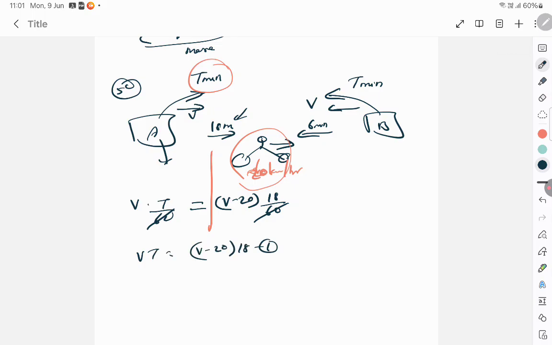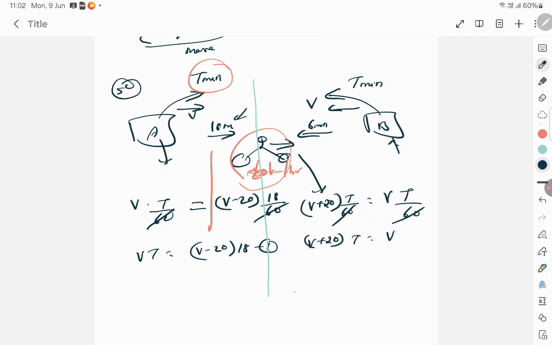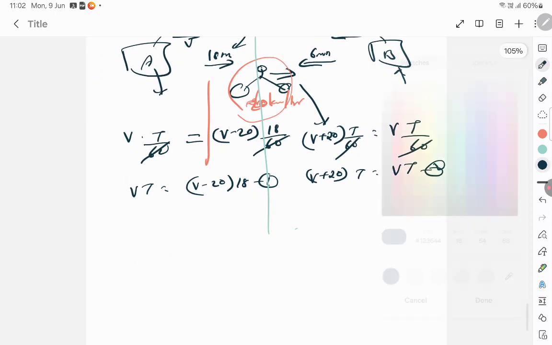Similarly, you go to the right hand side and do the sum. From the cyclist's point of view, you know that the bus is coming in the opposite direction, so the velocity will get added: v plus 20 into t by 60 is equal to the bus stand's point of view. The bus is leaving with velocity v and the time is t. Again t by 60, 60 get cancelled. So you get v plus 20 into t is equal to v into t. Both of them are just vt, first equation, second equation, so you can equate them.